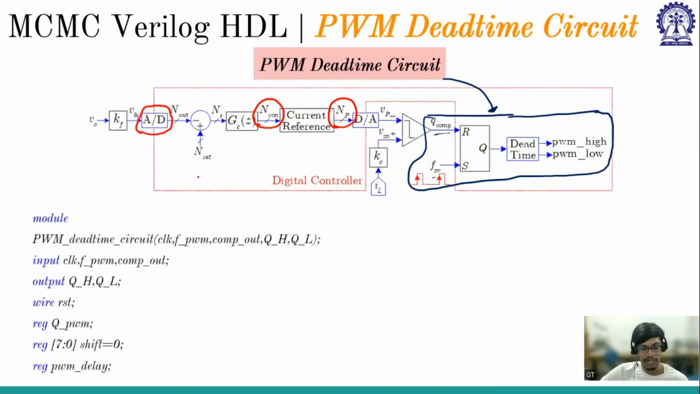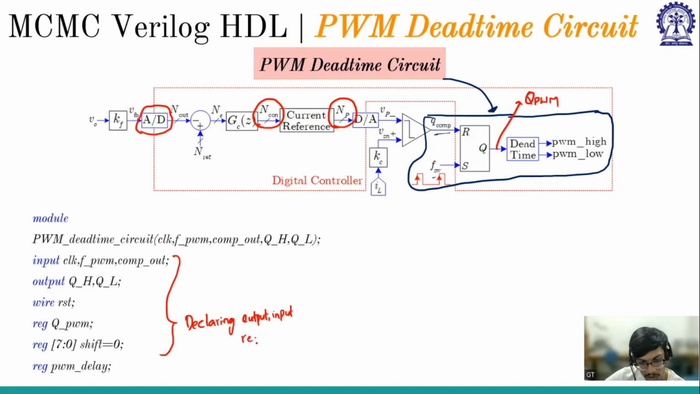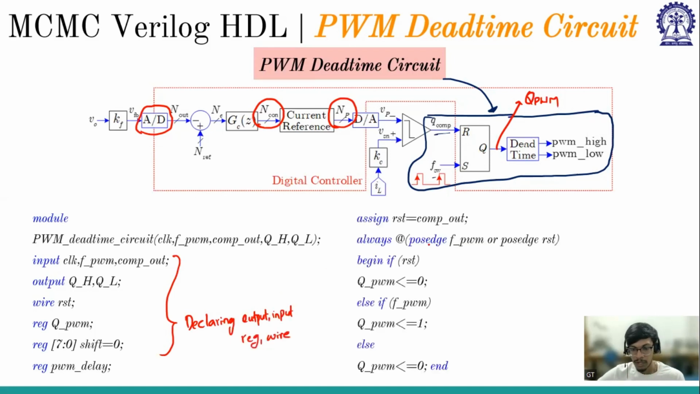Now coming to the dead time circuit. So the dead time circuit has one clock, main clock, FPWM. This is FSW, comparator output, and output is QH and QL. So first we will generate this QPWM, which will go into the dead time circuit. Again, SAR is declaring the input, output, wire, and reg that are needed for the code. And then SAR is using one variable reset, which is comp out. So reset is the reset pulse, and FSW is the set pulse. So the code is as follows.